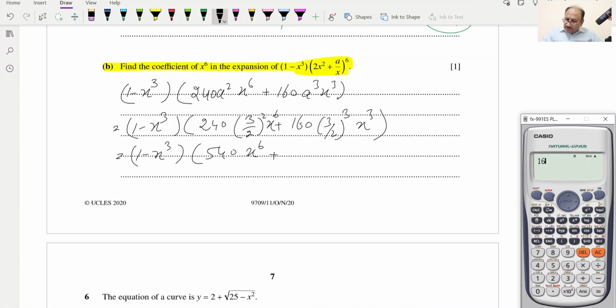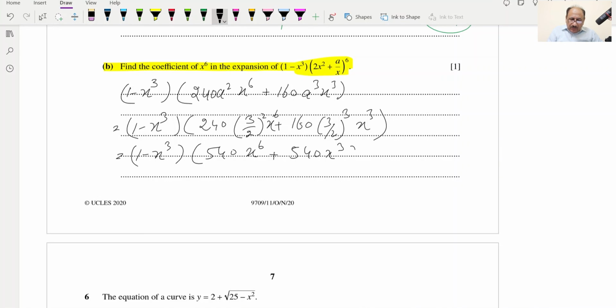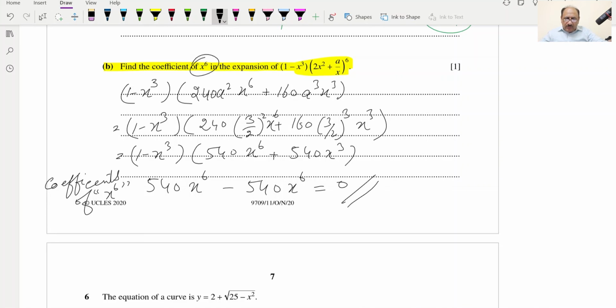So 160 multiplied by 27 over 8 will be equal to 540 x cubed. And if we open this one, the coefficient of x^6 will be what? It will be 540 x raised to 6, and the other will be minus 540 x raised to 6, so this will be cancelled and the coefficient of x^6 will be equal to 0. This is a one mark part which we are done.